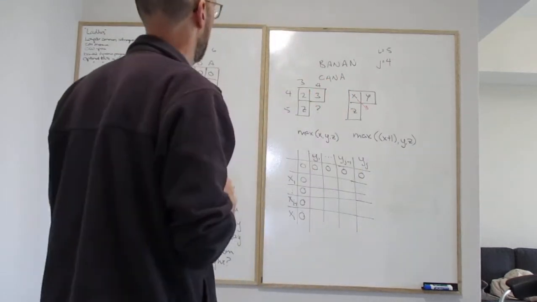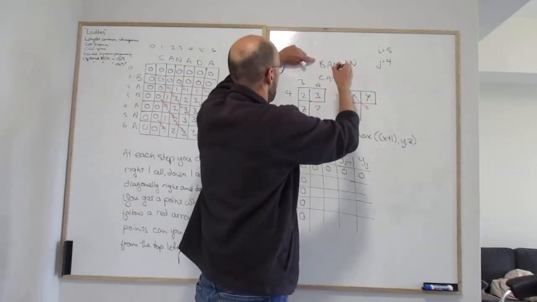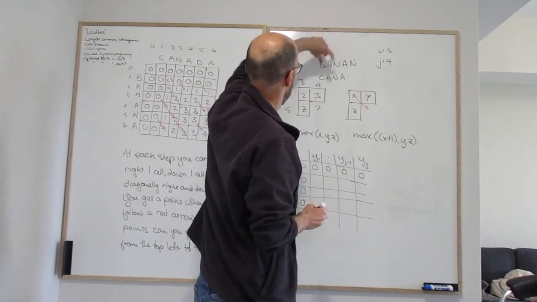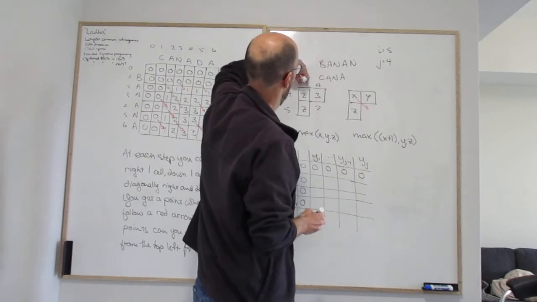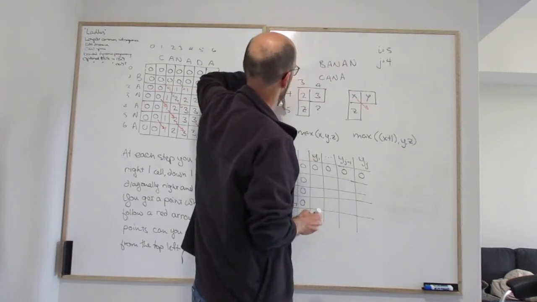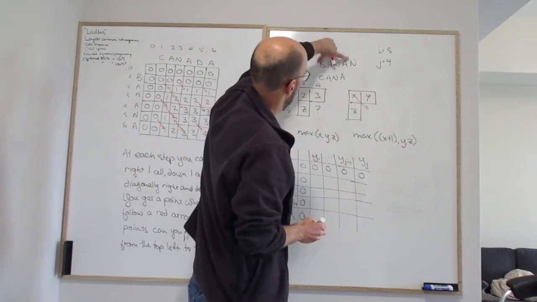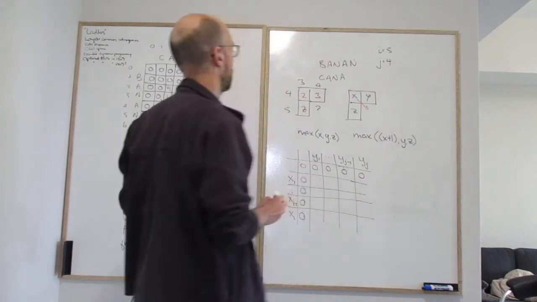Wait. This is 5. So this is I, and this is J, right? So 4, 3 is 4 and 3. 4, 4 is 4 and 4. And then there's 5, 3. 5, 3. Banan and kan.